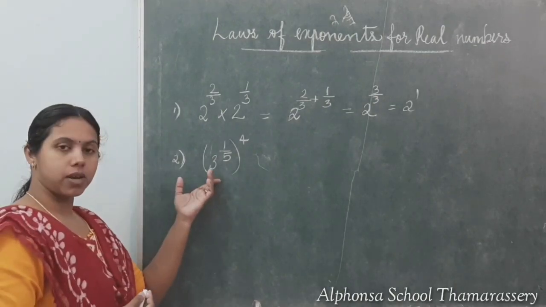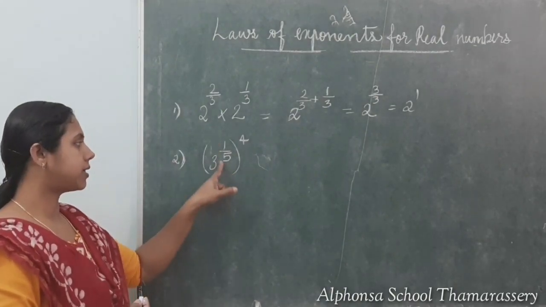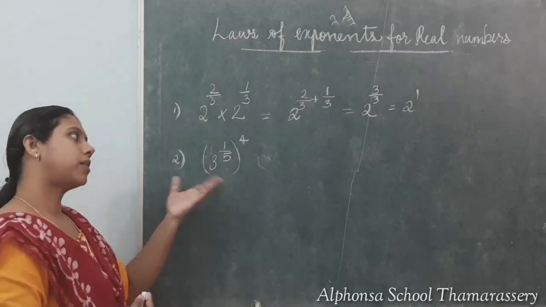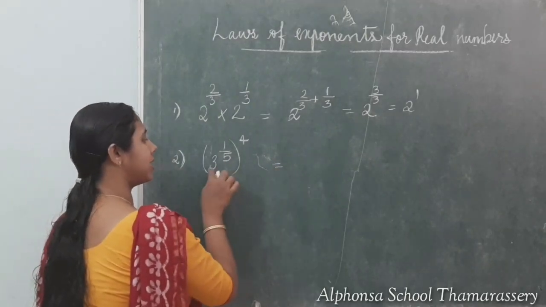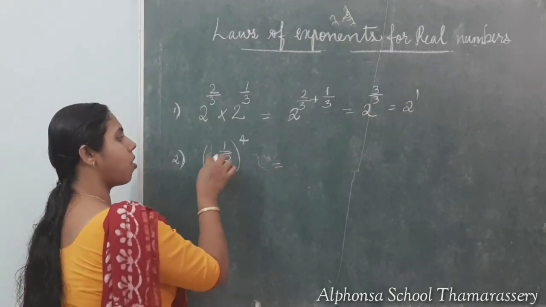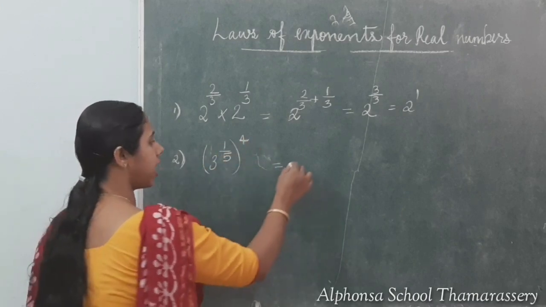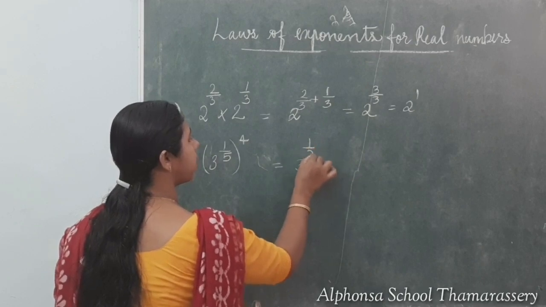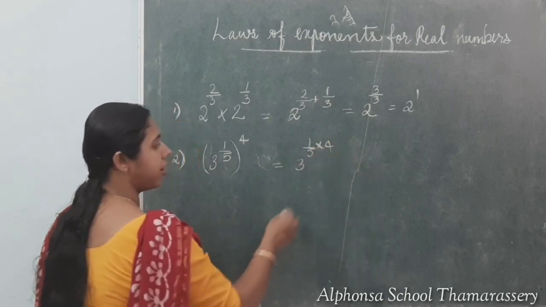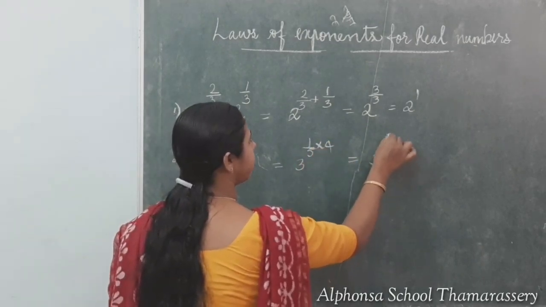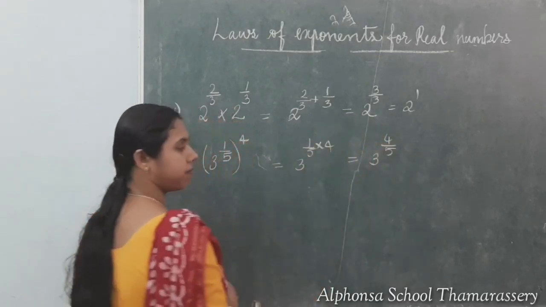And the next case, the second question. Here also the exponent is a rational number, but you can use the law that we have studied. It will be in the form of a raised to m whole raised to n, which is equal to a raised to m into n. So 3 raised to 1 by 5 into 4 is equal to 3 raised to 4 by 5.